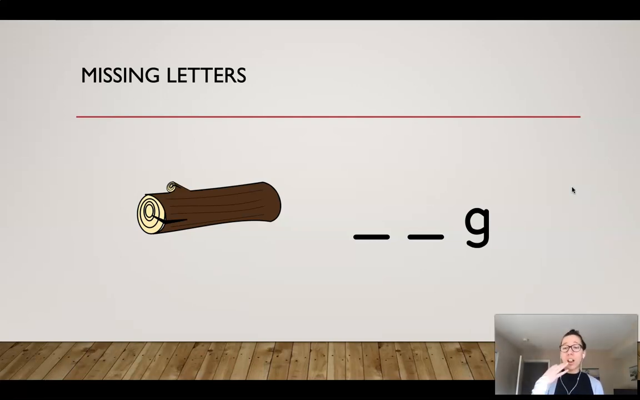Very good. That first sound is l, right? We tap out the word. L-ah-g, log. And the first sound that we said was l. Now we know that L says l, so we're going to write L in that first blank. How about our middle sound then, friends? What is the middle sound we hear in log?